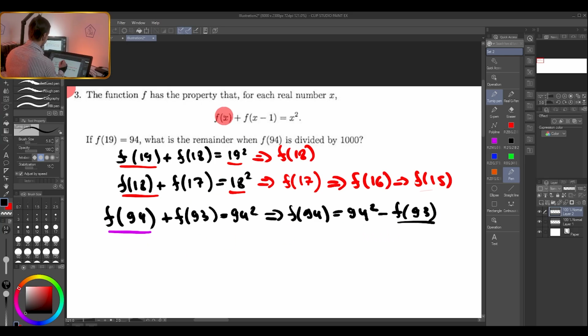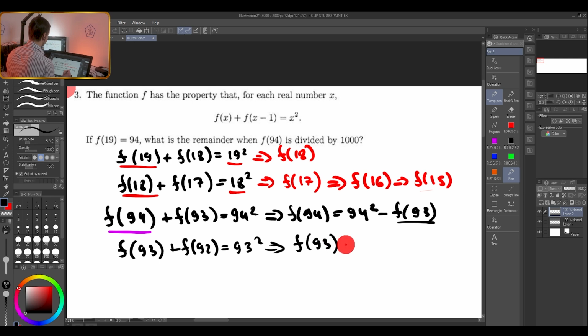What is f of 94? Let's substitute here 94 instead of x. We'll get an equation f of 94 plus f of 93 equals 94 squared. And again, by using the same trick, we express f of 94 equals 94 squared minus f of 93.